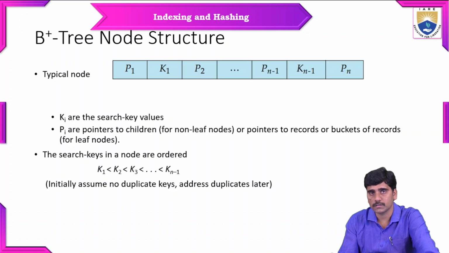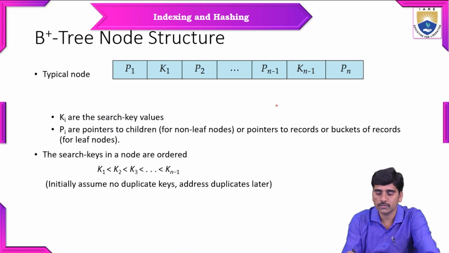B plus tree node structure. How does it follow the structure? Every node follows the search key and pointer structure. The same way here, the typical node is P1, K1, P2, K2, up to Pn minus 1, Kn minus 1, up to Pn.